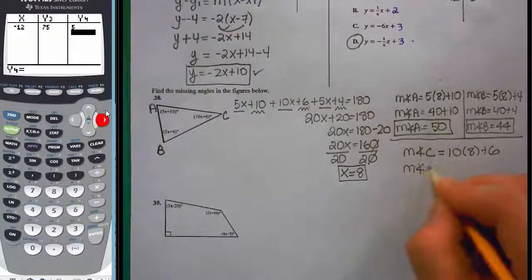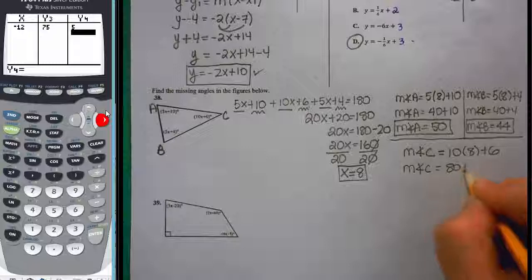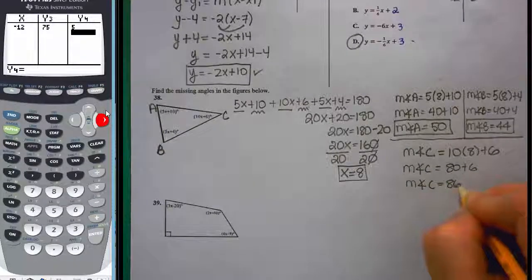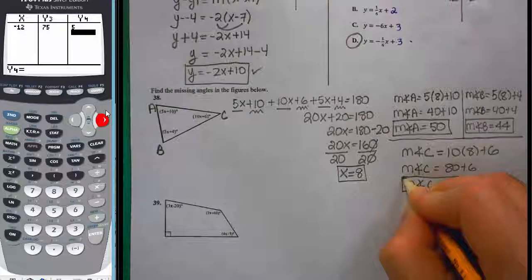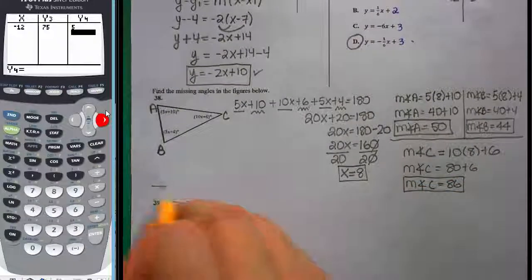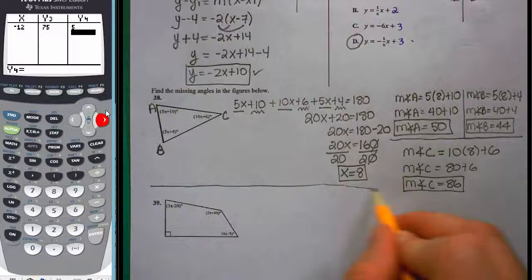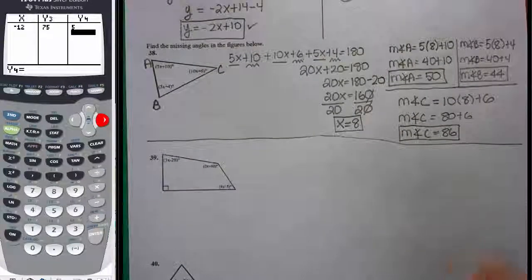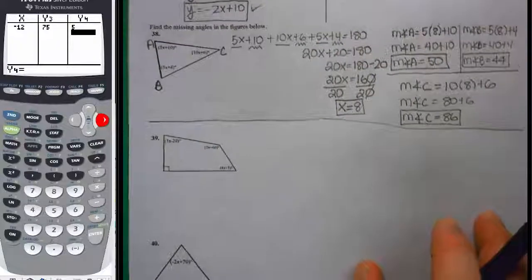And we're going to get 80 plus 6. The measure of angle C equals 86. So that is problem number 38. Remember, the sum of the angles inside of a triangle equals 180. Let's go on to problem number 39.